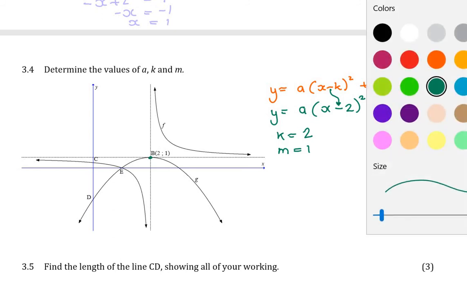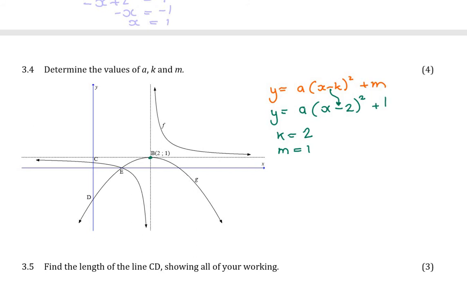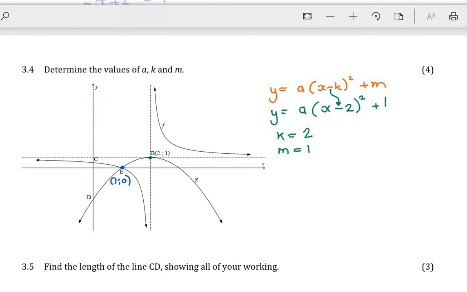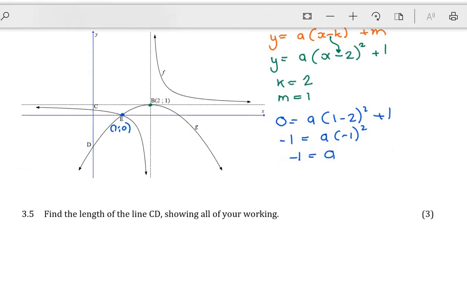So all I needed to do now is to solve for a, but I have a point. I've just worked out that this is 1, 0. So always draw in what you find out in each question, because sometimes it's useful in the next question. So I now know that y is 0 when x is 1. So 0 equals a times 1 minus 2 squared plus 1. I minus 1 on both sides. And this is negative 1 squared. And negative 1 squared is 1. And so a is equal to negative 1. So does that make sense? Well, this is a sad parabola, and so it does make sense. Right, moving on.